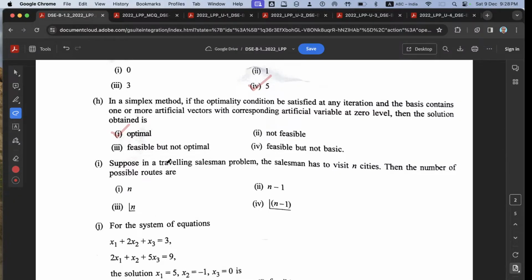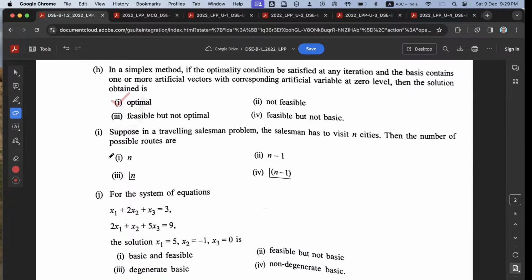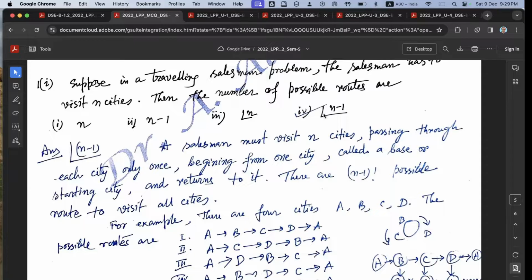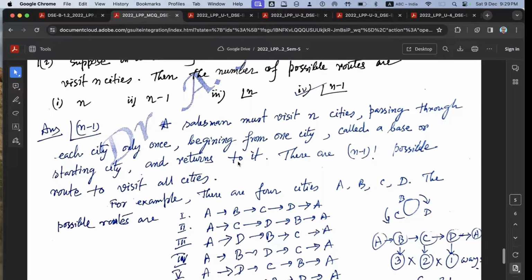Question I. Suppose in a traveling salesman problem, the salesman has to visit n cities, then the number of possible routes are? Option 4, (n minus 1) factorial. A salesman must visit n cities, passing through each city only once, beginning from one city called a base or starting city, and returns to it. Then there are (n minus 1) factorial possible routes to visit all cities.